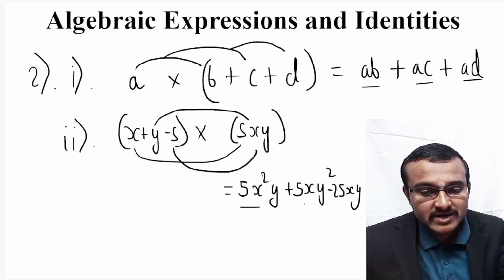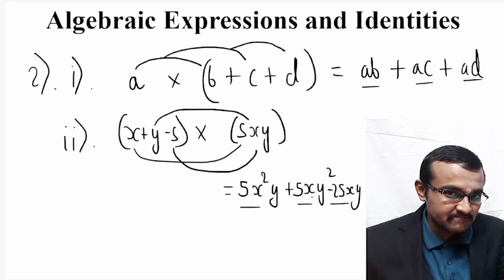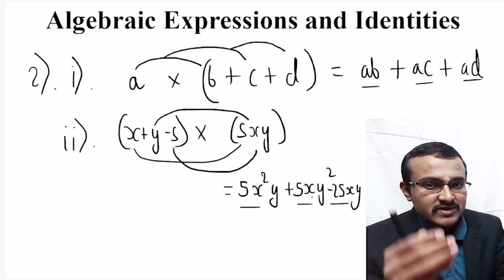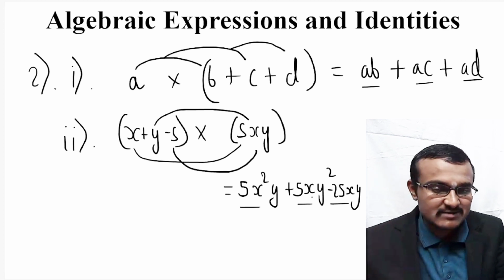So you got 5x square y plus 5xy square minus 25xy as your answer for this particular second question in the second question. Like this you can solve the third, fourth and fifth questions also in this particular second question, and you can go on filling that particular table.